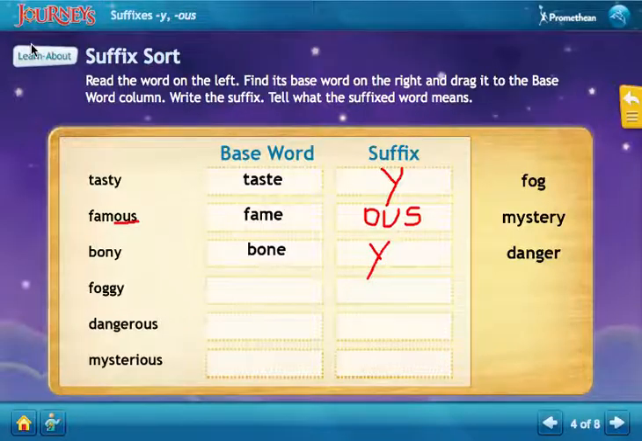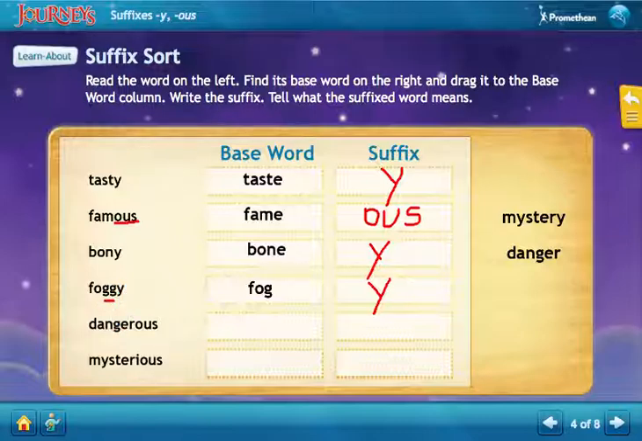Now for the word foggy, the base word was fog. Now in this example, remember if it's a one-syllable word, which means when you say it, you clap one time. Fog is one syllable. Foggy is two syllables. So the suffix that was added here was the Y, but you had to double that G. Double that consonant, right?